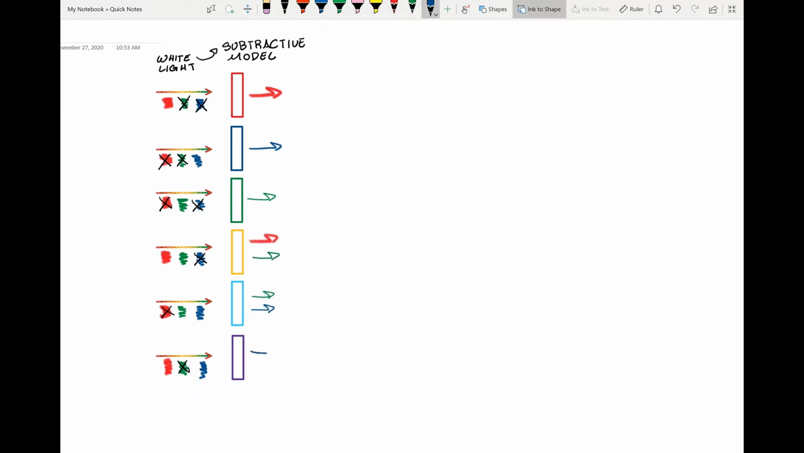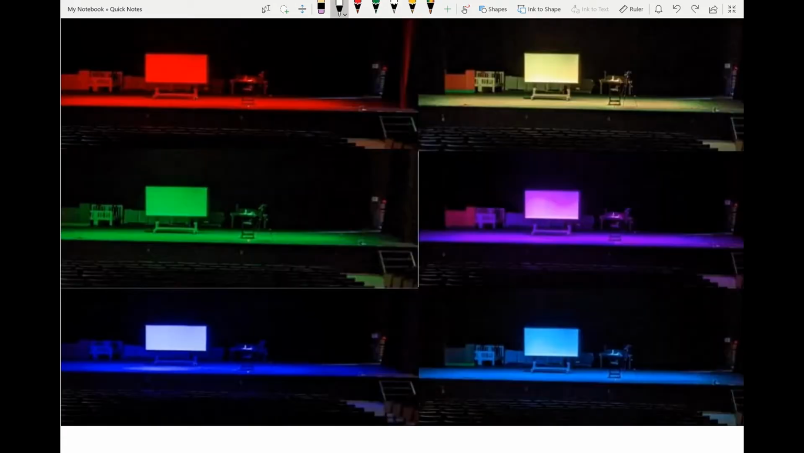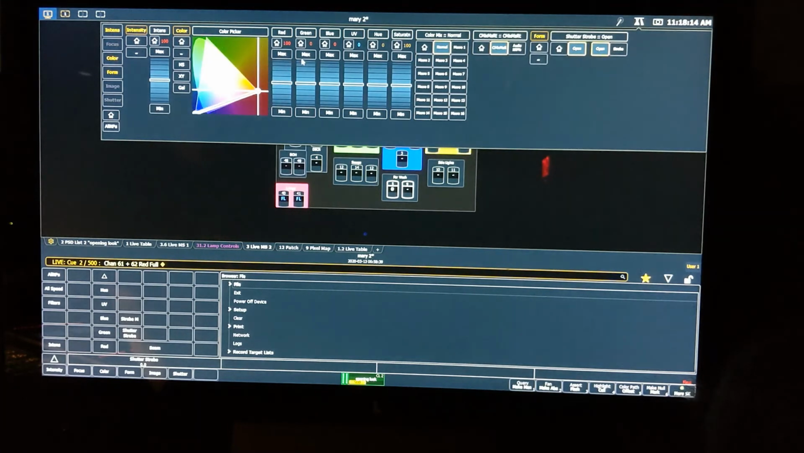In contrast, this is the additive color theory. If you add blue and green, you get cyan. Add green and red, you get amber. Add red and blue, you get magenta, or do you? To reiterate, this is what the primary and secondary colors of light look like at full intensity on the stage. Red, green, blue, amber, magenta, and cyan, respectively.